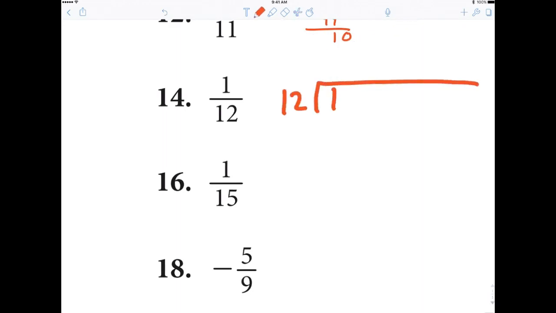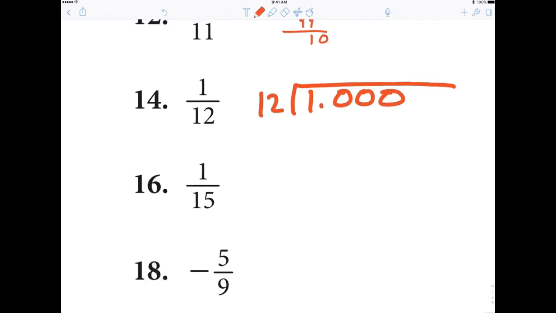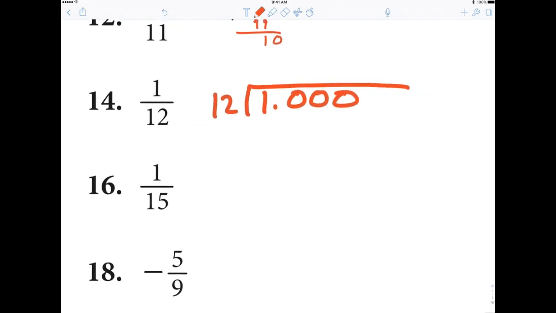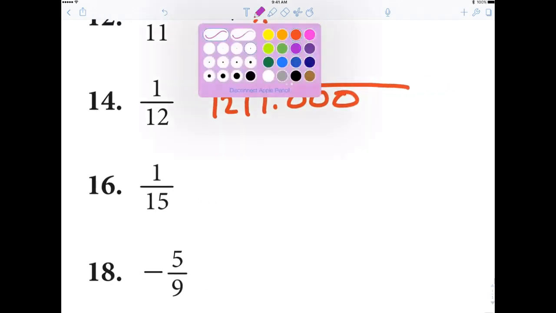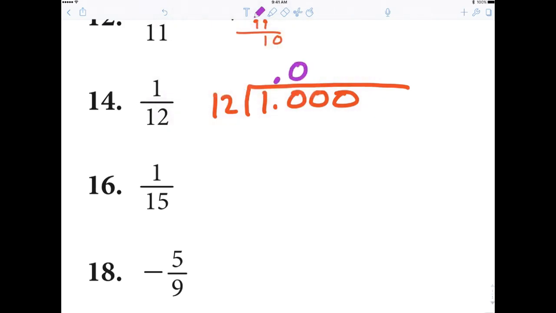12, 1.000. So 12 does not go into 10, right? So the mistake kids make is they forget the decimal and a 0. Come on, guys. I'm not doing the work. I am not doing the work. You are doing the work with me. Right? Some of you are really smart, but you still really need the practice. All right? So if I have to do the division, you're going to do the division.